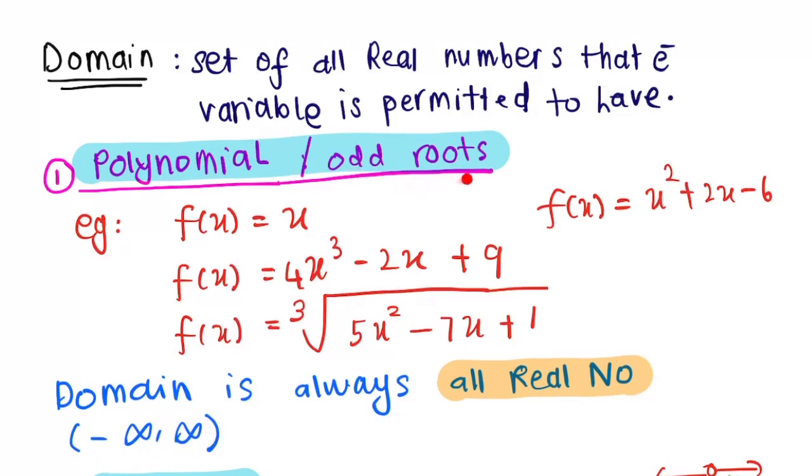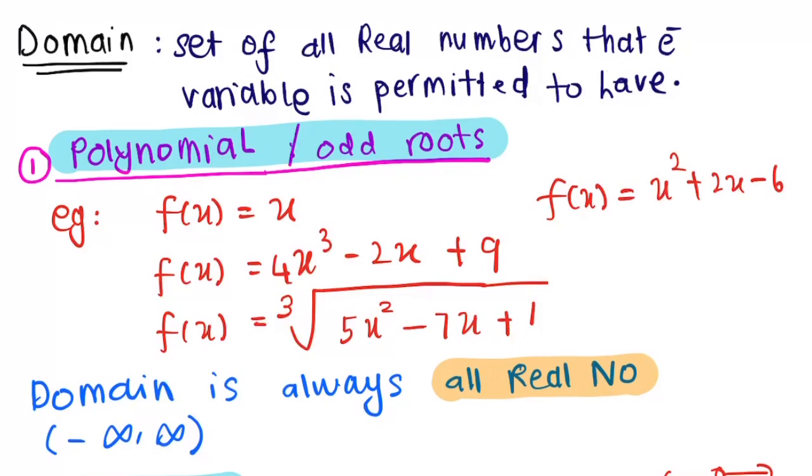This is also the same case for odd roots. If you have a radical and the root is odd, either 3 or 5 or 7 and so on, for these cases the domain is always all real numbers.